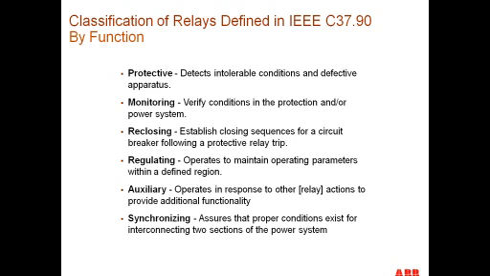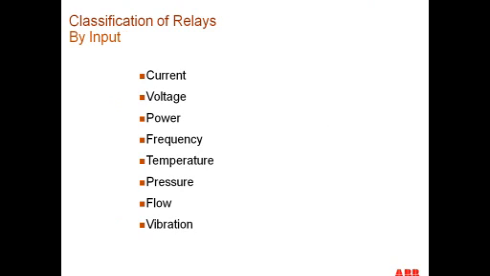Regulating relays maintain the voltage or current within certain parameters, based on what range you want to give them. Auxiliary relays operate after another initial relay operates to give additional functionality, such as opening many contacts rather than one contact. Synchronizing relays assure the proper conditions exist between interconnections before a reclosing or closing action takes place. We can also classify relays by the type of input that they're subject to.